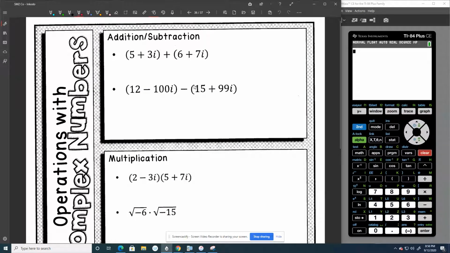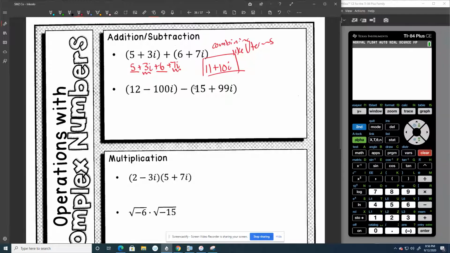Now, what if I try to add these together? So 5 plus 3i plus 6 plus 7i. Well, this plus just makes this become 5 plus 3i plus 6 plus 7i. And we can treat i just like combining any other like terms. So the 5 and the 6 are going to add together and become 11. The 3i and the 7i are going to add up to be 10i.